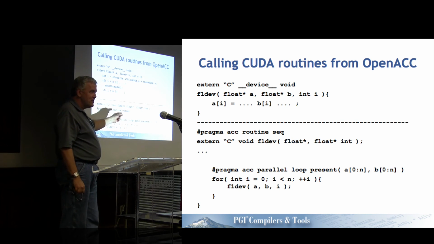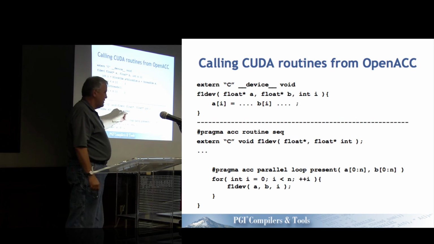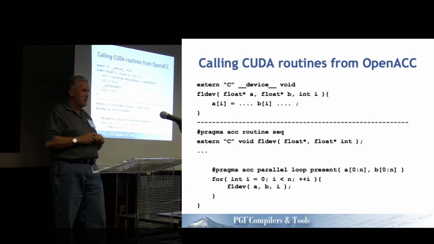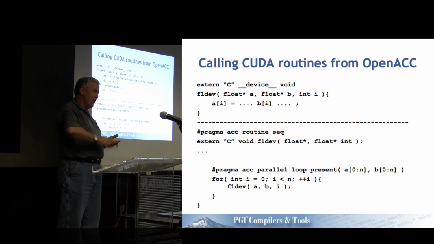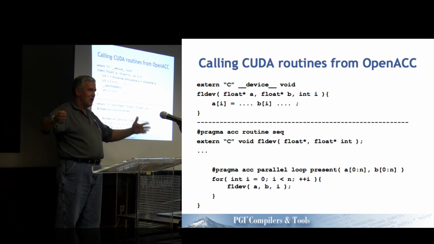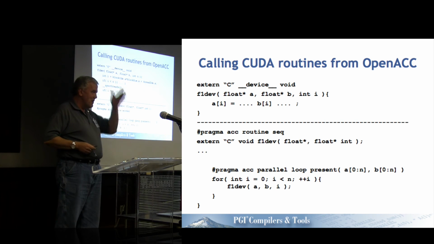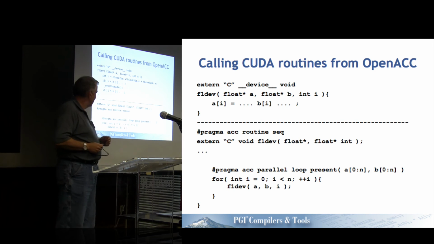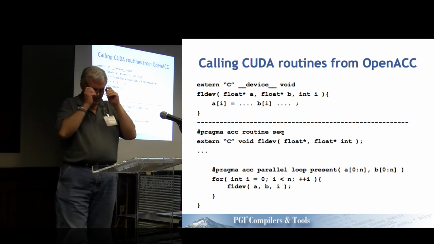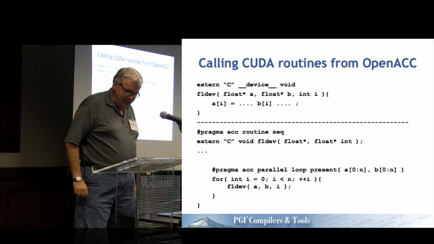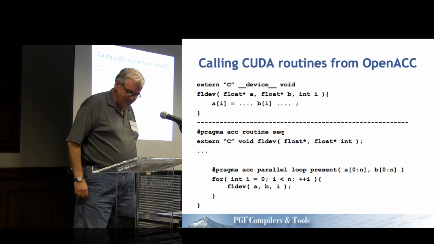Why worker instead of vector? Well, because the way it's implemented with PGI, and I believe Cray, there are three levels of parallelism: vector, worker, gang. And the worker is the whole thread block. Vector would be one dimension of the thread block. You want the whole thread block. More detail than some of you want to know.